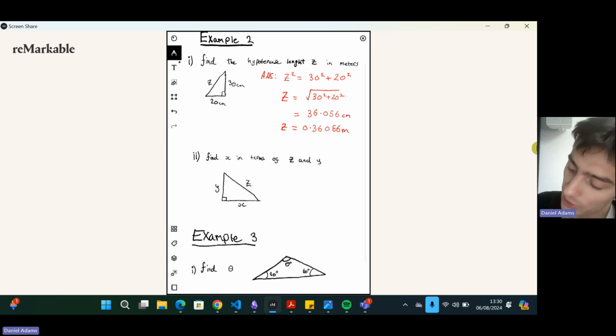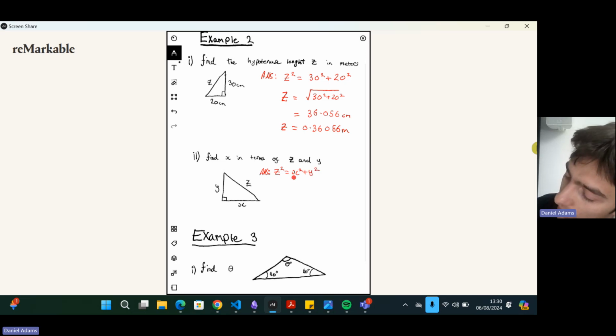So these x, y, and z are just names of variables. And it wants you to write x in terms of whatever y is and whatever z is. Okay, so let's write down the Pythagorean theorem again. This is our answer. It says z squared is equal to the sum of the squares of the other sides, which is x squared plus y squared.